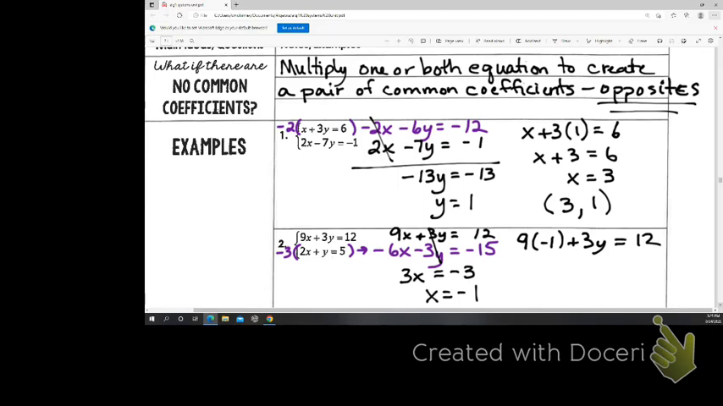So 9 times -1 is -9. Got my two-step equation now. Add 9. Divide by 3. And y is 7.